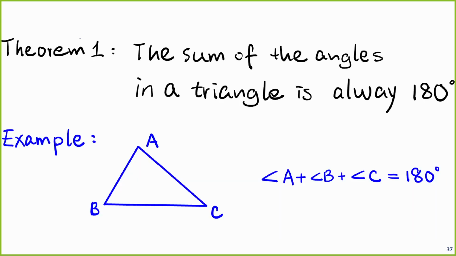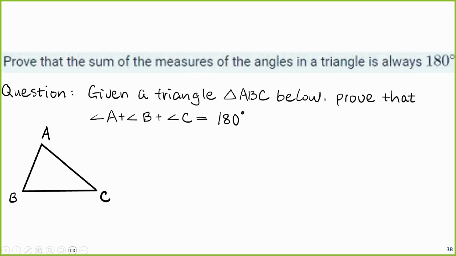And there are also some theorems with respect to triangles. The first theorem is the sum of the angles in a triangle is always 180 degrees. You probably have already heard of this, right? For example, if you have a triangle ABC, then angle A plus angle B plus angle C is always 180 degrees. Can you try to prove it by yourself? How do you prove it? Consider this question here. Given the triangle ABC, can you prove angle A plus angle B plus angle C is always 180 degrees?